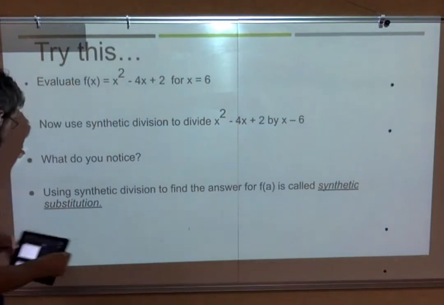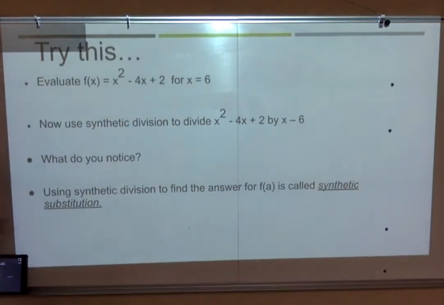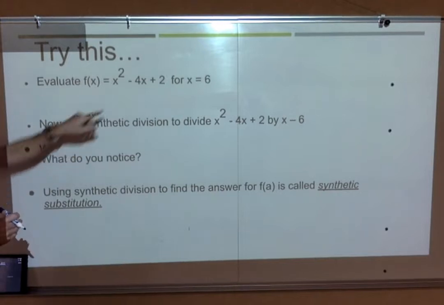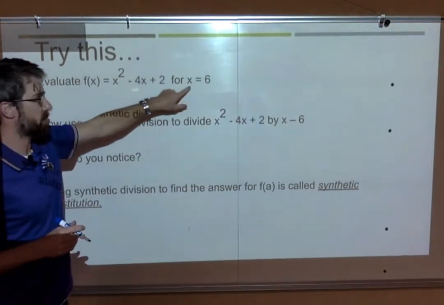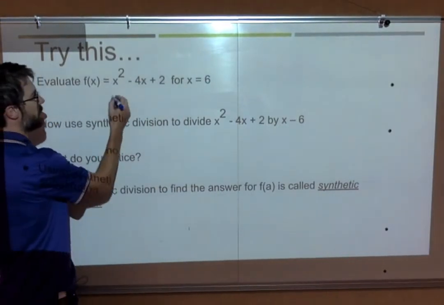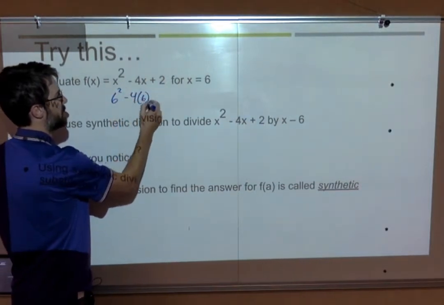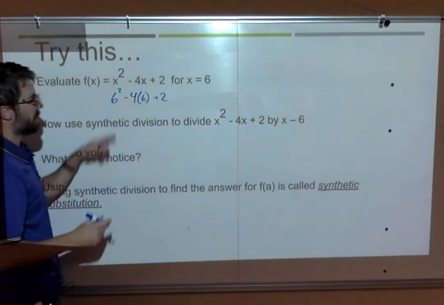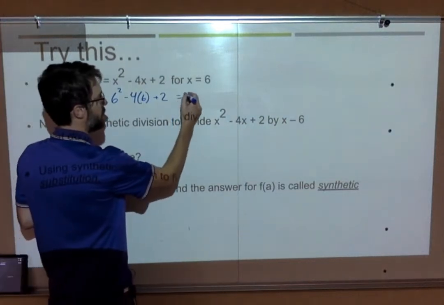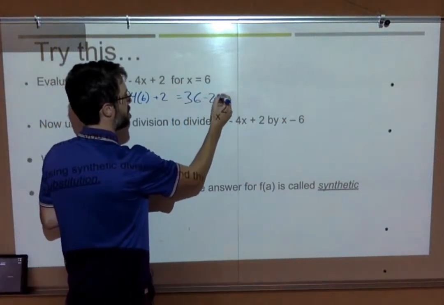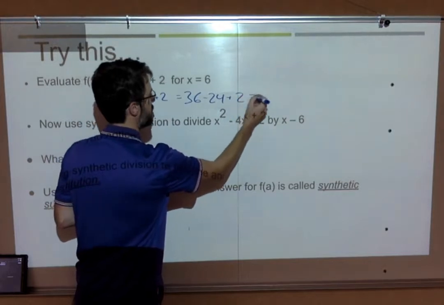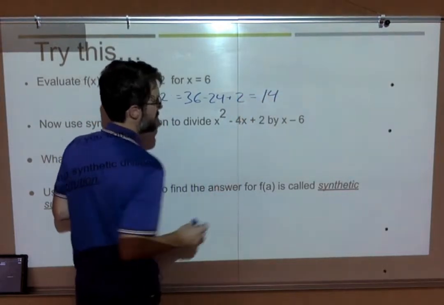So let's take a look at this problem. Evaluating this equation for x equals 6. So what I can do is plug in 6 squared minus 4 times 6 plus 2, and that ends up being 36 minus 24 plus 2, which is equal to 14.